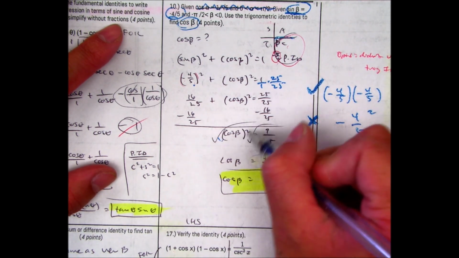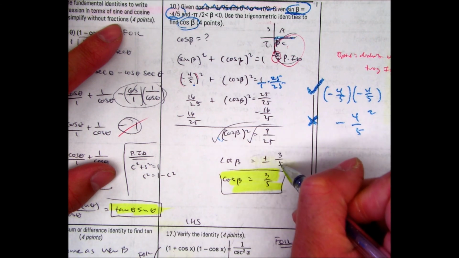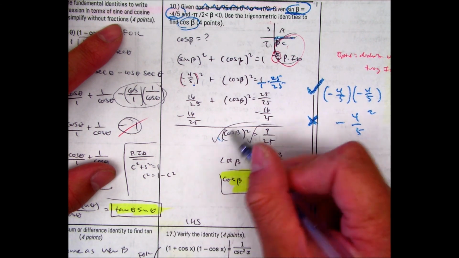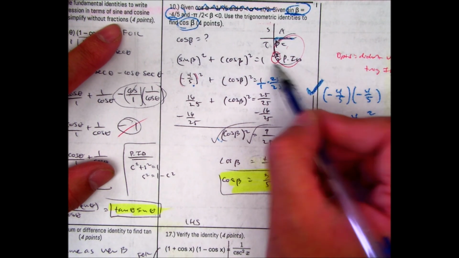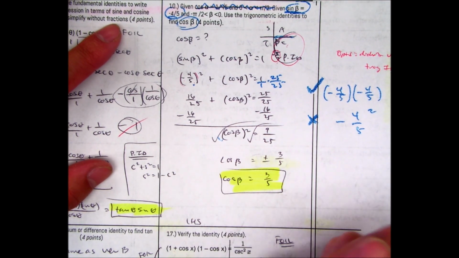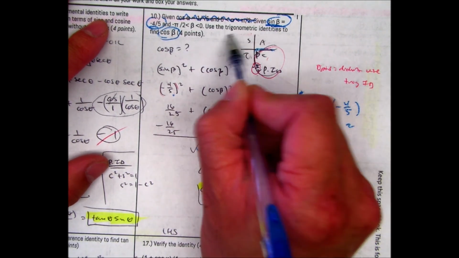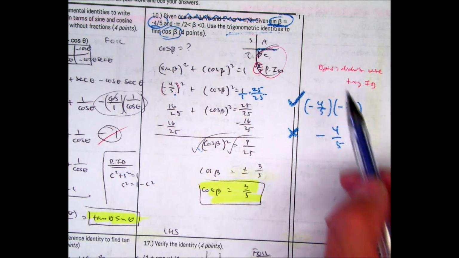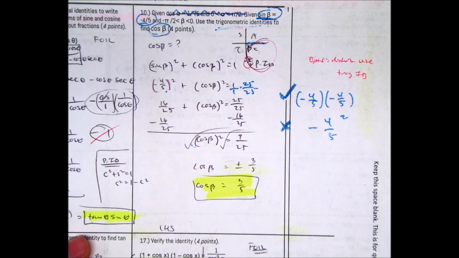Here I need to take the square root of both sides. The square root of 9 is 3, the square root of 25 is 5, so you get 3/5. Remember, you take the square root, you have them both plus or minus, and determine if it's plus or minus. We're in quadrant 4, so cosine of beta equals 3/5. If you got the correct answer, but you didn't use trig identities, because it says trig identities, I gave you 0 points. So a lot of you guys are trying to draw triangles. That's from the previous chapter.